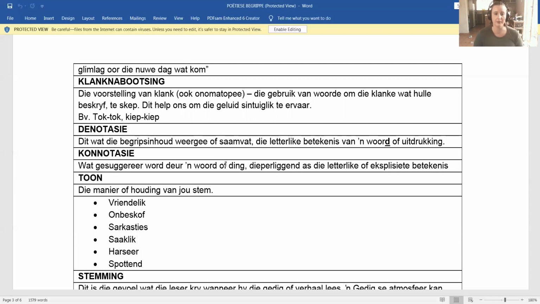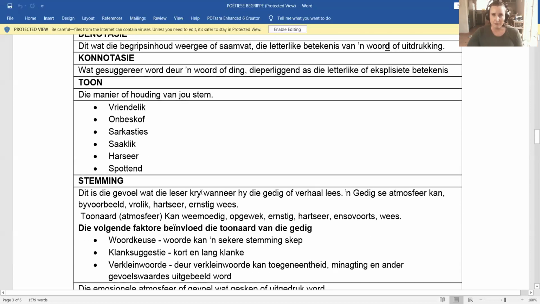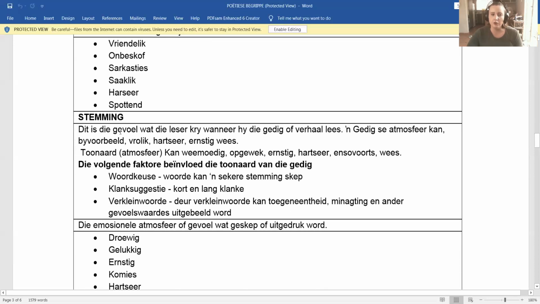Toon, tone, it's the manner or attitude of your voice. So you can be friendly of onbeskof, like rude, or sarcastic, of saaklik, of hartseer, of spottend. So you can be sarcastic, you can be matter of fact, you can be heartsore, you can be teasing someone else. That is what tone is, okay? And stemming is the gevoel, the feeling that the reader gets when he reads a story or a poem, okay?